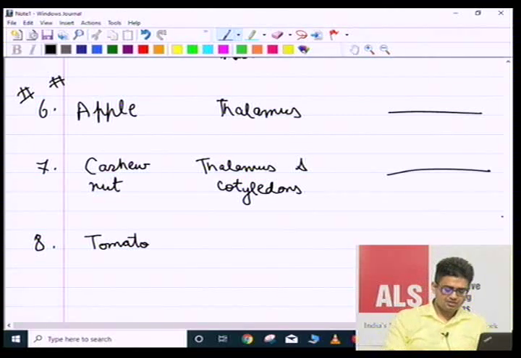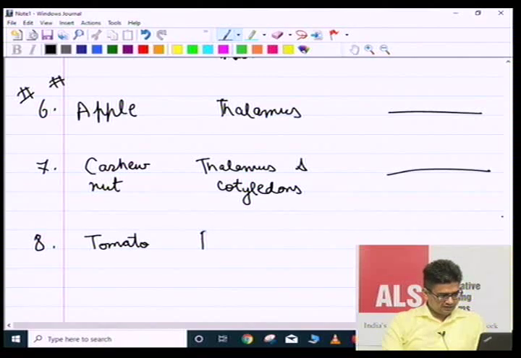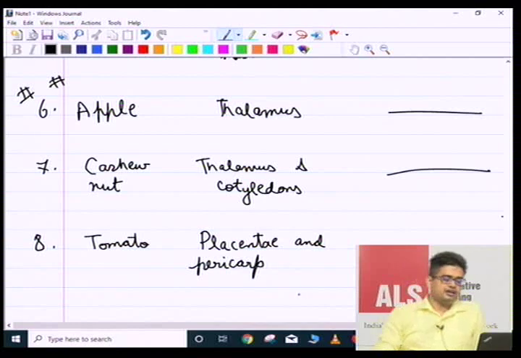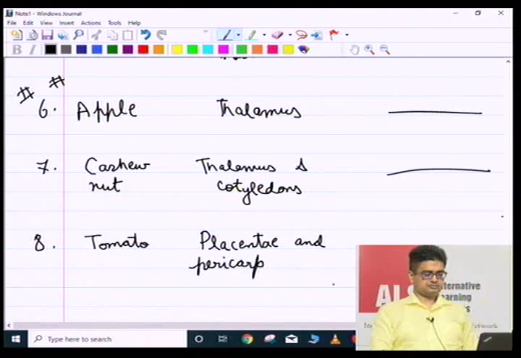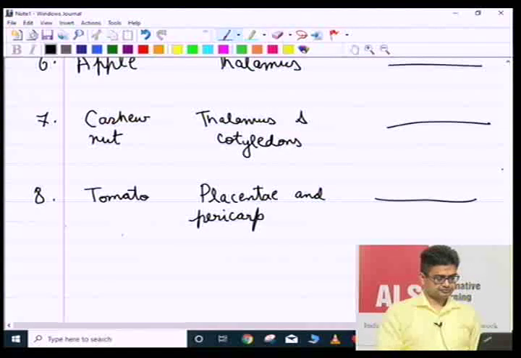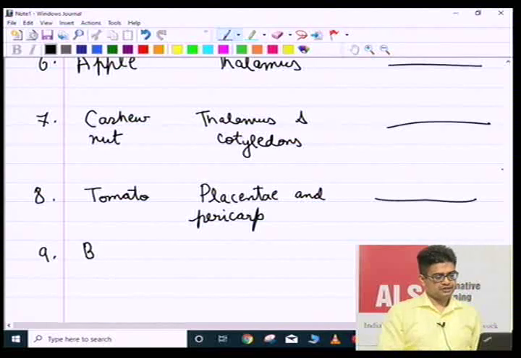Okay. So tomato, placentae and pericarp. Write the name of tomato fruit by yourself. Then banana.